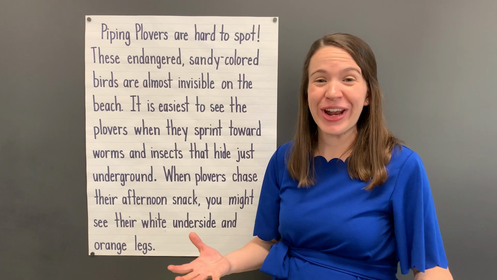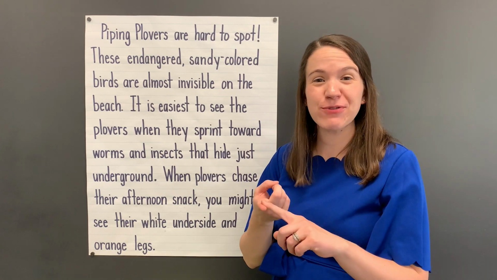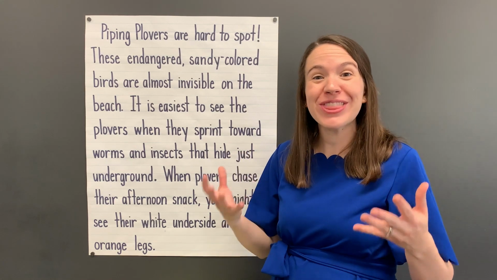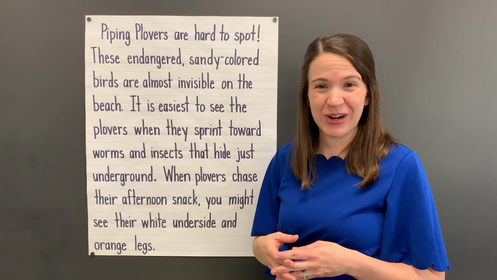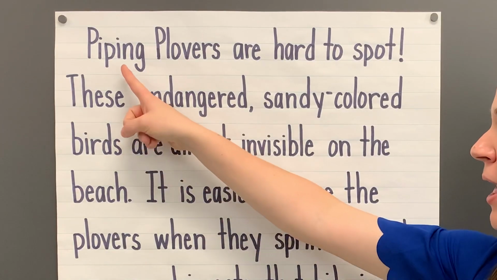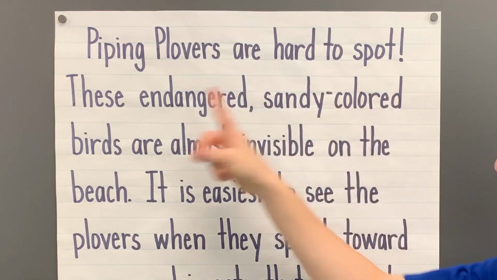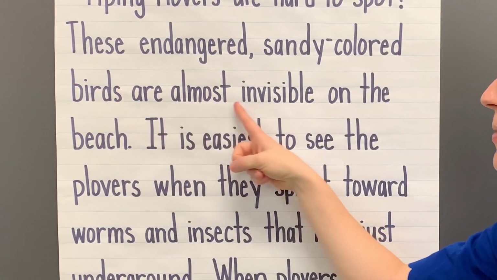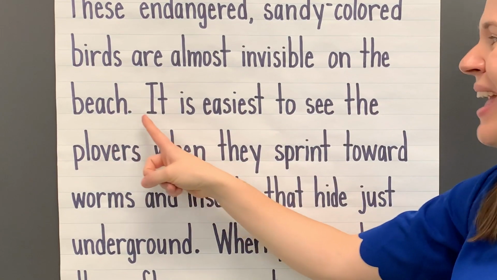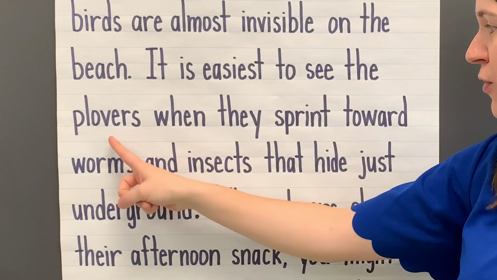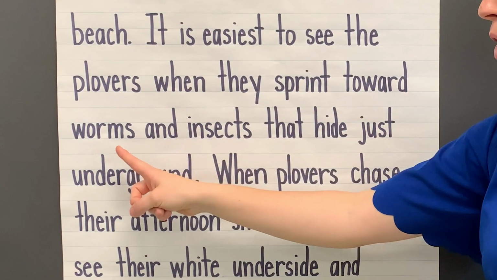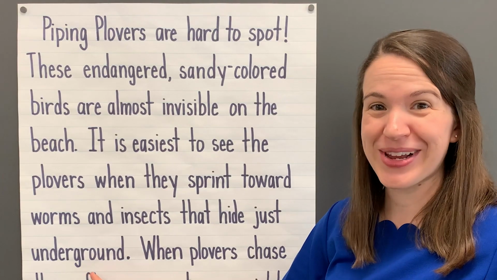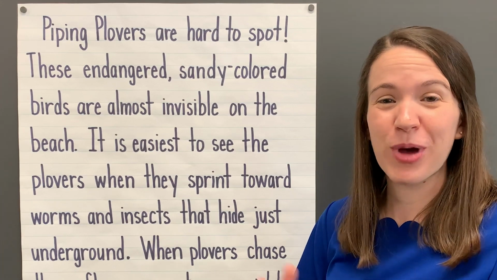We are getting good at reading words with the prefixes after and under. We're going to read this text together and we'll be on the lookout for words with those two prefixes. Read with me. Piping plovers are hard to spot. These endangered sandy-colored birds are almost invisible on the beach. It is easiest to see the plovers when they sprint toward worms and insects that hide just underground.